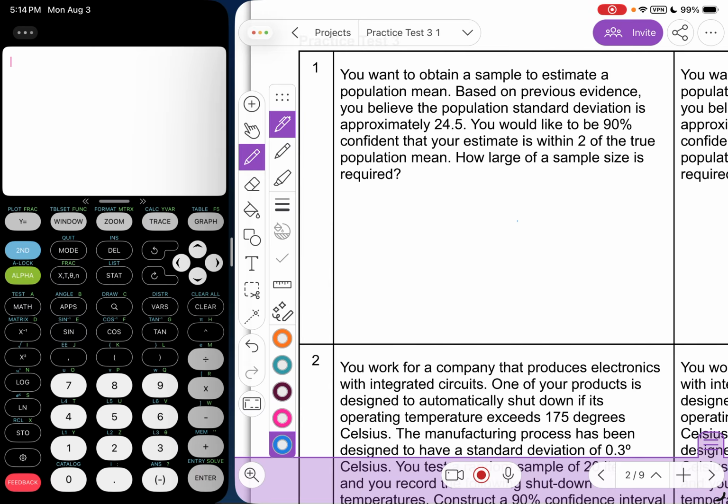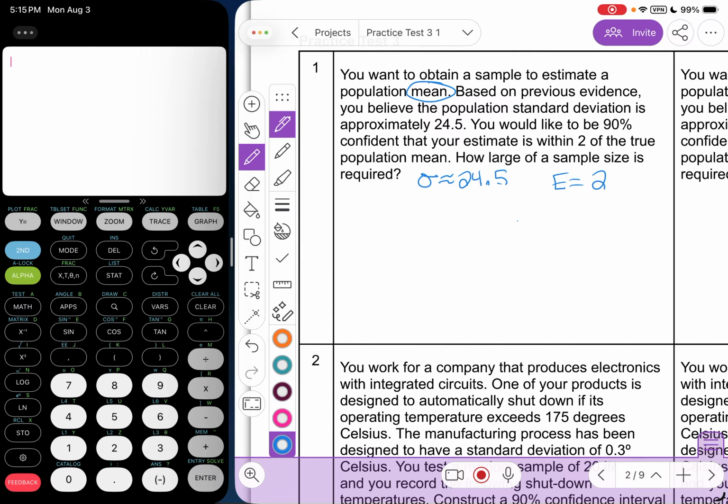All right, so first question. You want to obtain a sample to estimate a population mean. Based on previous evidence, you believe the population standard deviation is approximately 24.5. You would like to be 90% confident that your estimate is within 2 of the true population. That means we want our margin of error to be 2. How large of a sample size is required?